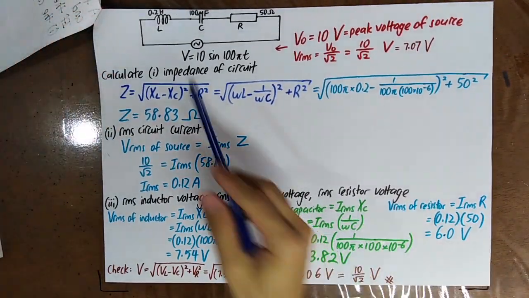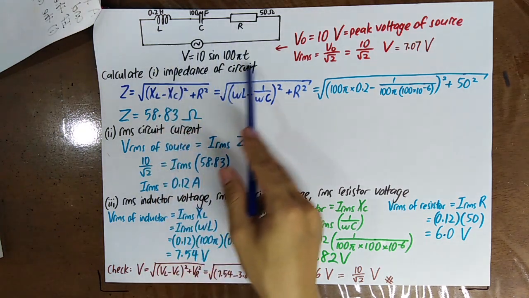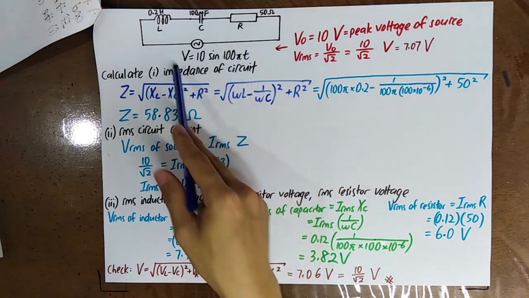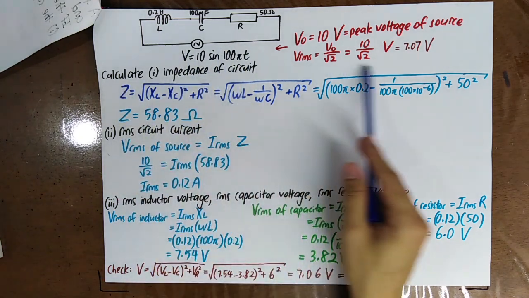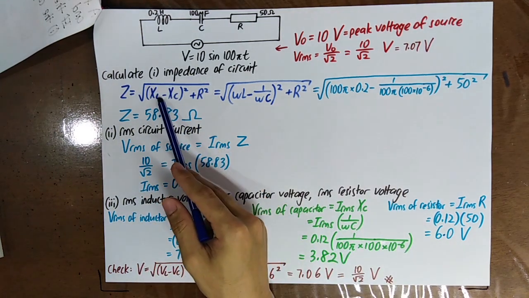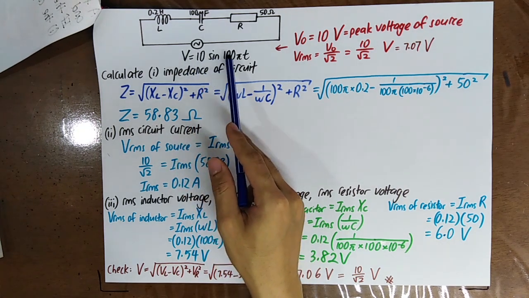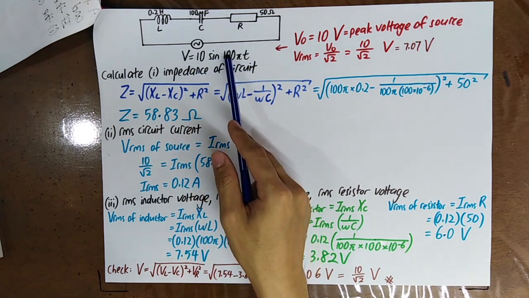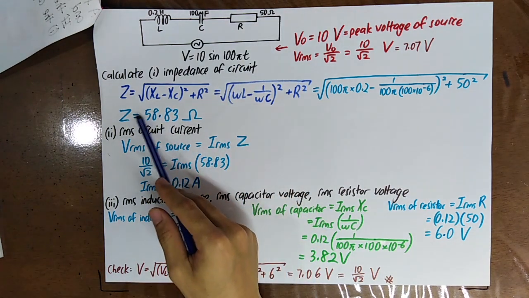Okay, this is an RCL series circuit. This is the voltage supply. Please calculate the impedance. In calculating the impedance, you need to know the omega. V equals V0 sine omega t. So omega equals 100 pi. Okay, therefore this is our impedance.